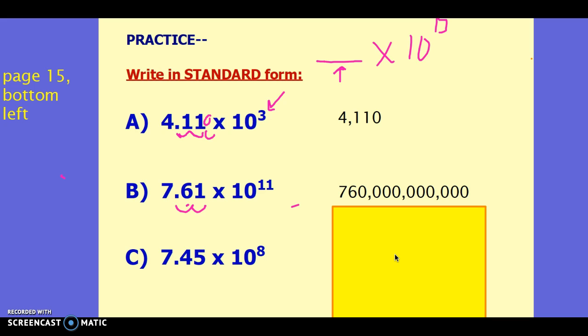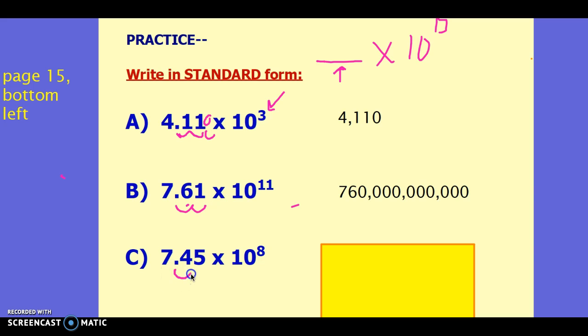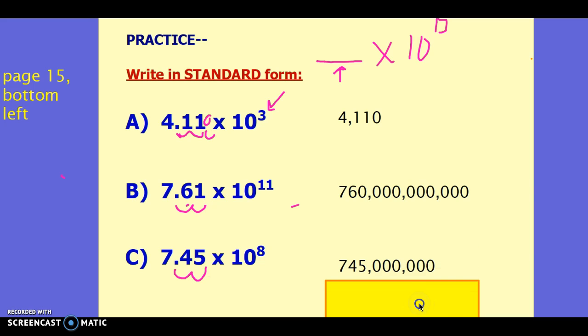Now let's look at the next one. 7.45 times 10 to the 8th. Go ahead and try that on your paper. Hit pause and hit play when you are ready. All right, so if we want to take this number and put it into standard form, you would start by moving the decimal point 2 places to the right, and that would get you behind the 5. But we have to move it 8 places, so we have to add in 6 more zeros, and the final answer that you should have gotten would be 745 million.